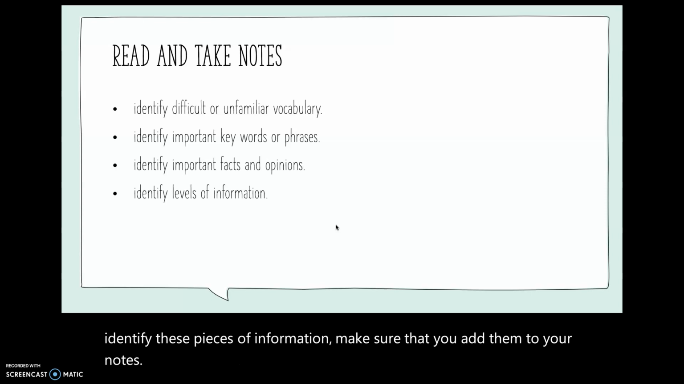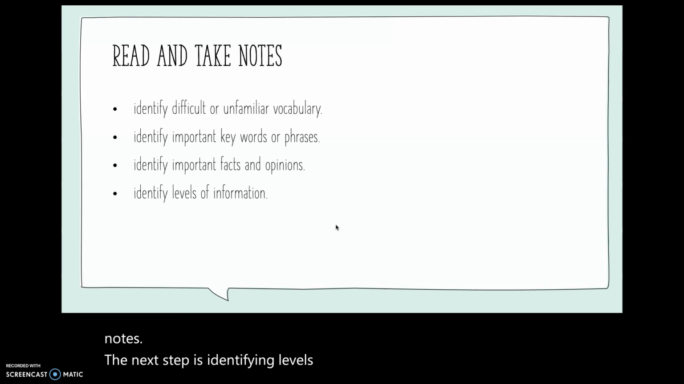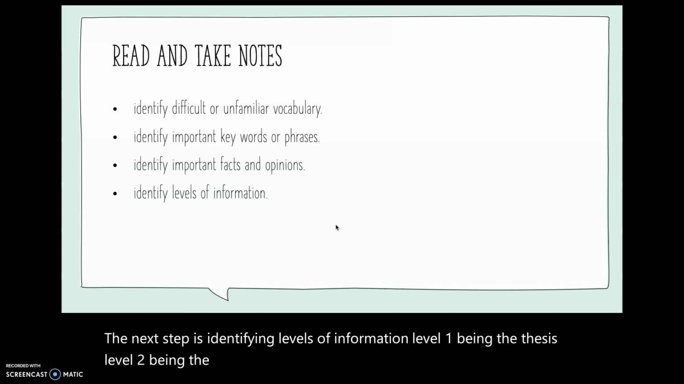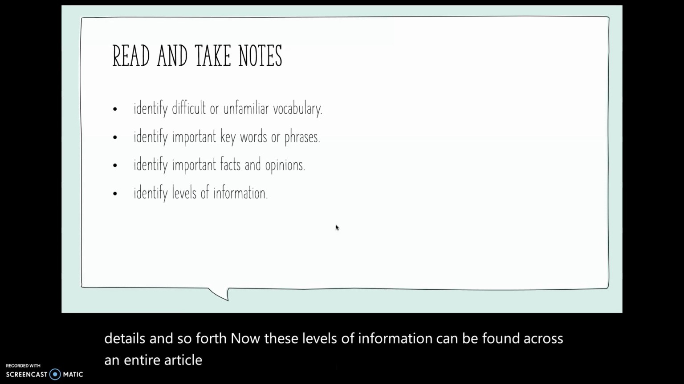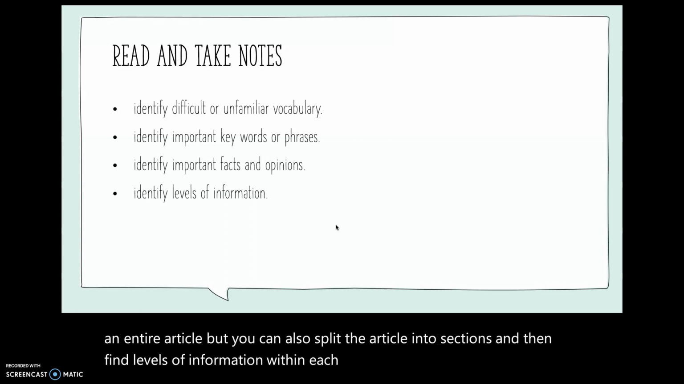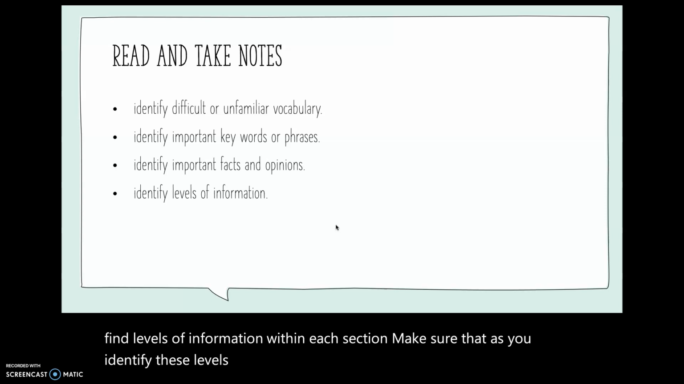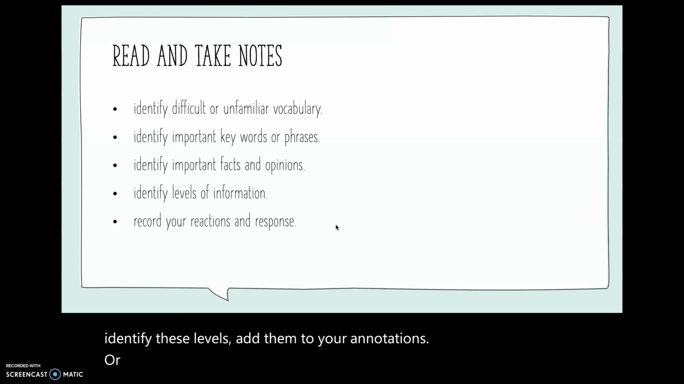The next step is identifying levels of information. Level 1 being the thesis, level 2 being the main idea, level 3 being major details, level 4 minor details, and so forth. Now, these levels of information can be found across an entire article, but you can also split the article into sections and then find levels of information within each section. Make sure that, as you identify these levels, you add them to your annotations or to your notes.